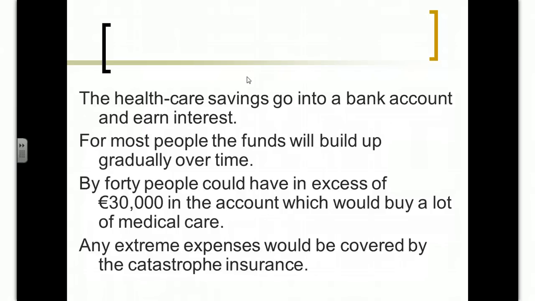So over 20 years, putting €1,500 in, earning interest on that, and maybe taking some money out for healthcare. And €30,000 would buy a lot of medical care. So trips to the GP at €50-60, stays in hospital at maybe €500 or €600 a night. With 30 grand, you'd cover most healthcare needs. It would be quite a substantial sum. Any extreme expenses would then be covered by the catastrophe insurance. So if you did require a very high cost treatment, you would have the insurance policy to back that up.